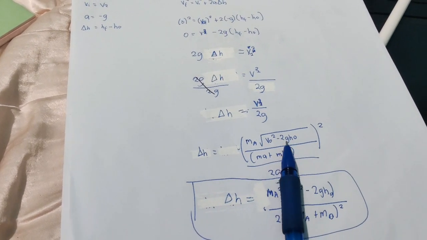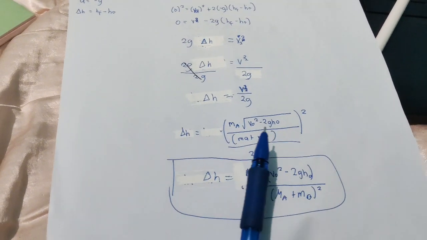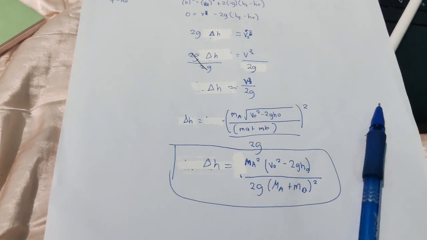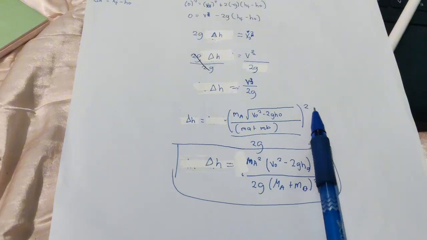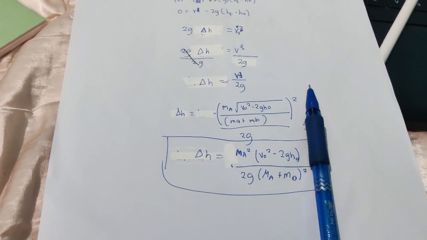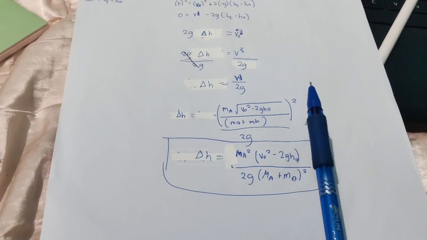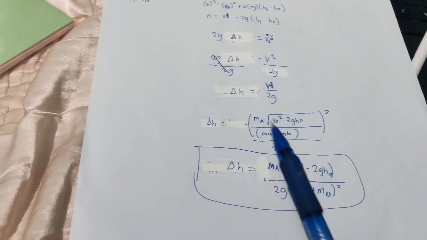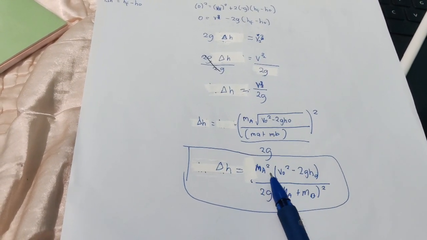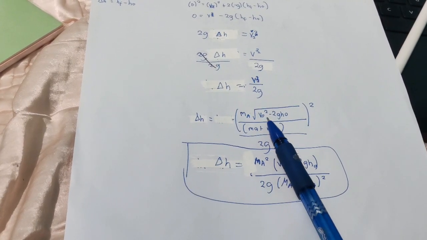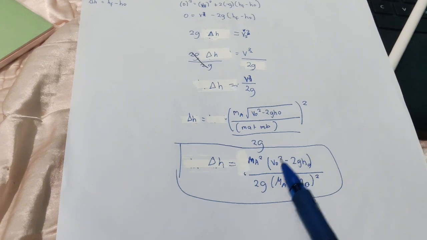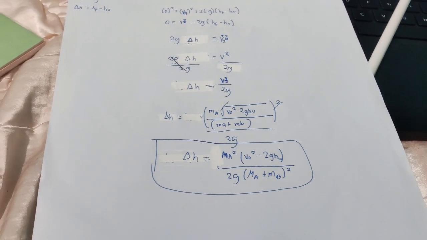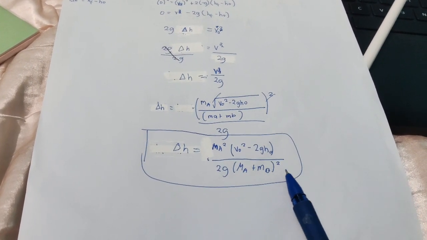So delta h is equal to m sub a times the square root of v sub 0 squared minus 2g h sub 0 over m sub a plus m sub b, and then squared, over 2g. And then what I did next, since it is squared here, is distribute. So m sub a squared is m sub a squared, and the square root of v sub 0 squared minus 2g h sub 0 squared is v sub 0 squared minus 2g h sub 0, since it cancels, over m sub a plus m sub b squared.